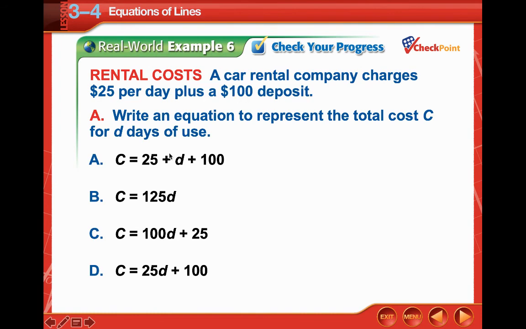Right now it's only looking like A or D. It's going to cost $25 per day, which means we multiply $25 by how many days there are, and D is going to be the amount of days. So the total, which is C, equals 100 plus 25 times D. Oh, this is 25 plus D, so that's not going to work. It looks like it's going to have to be D.